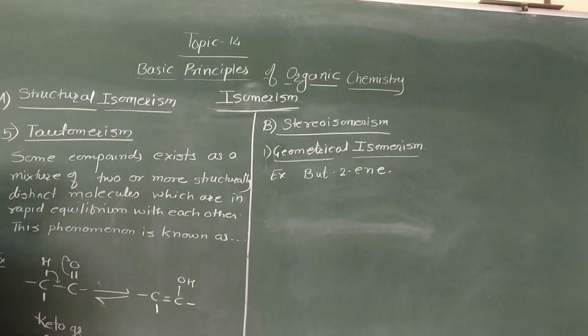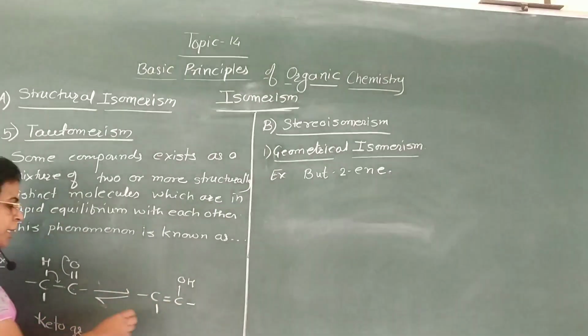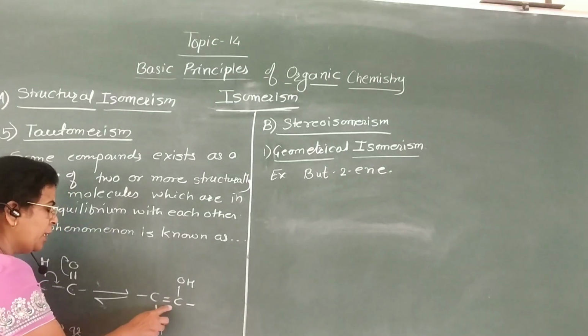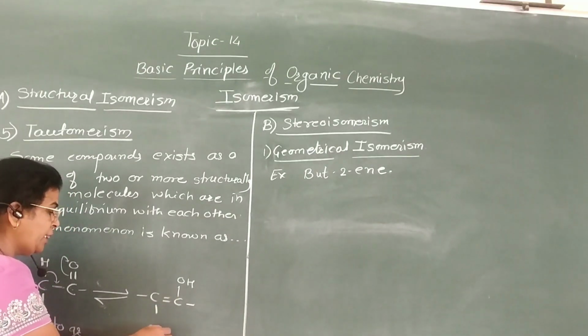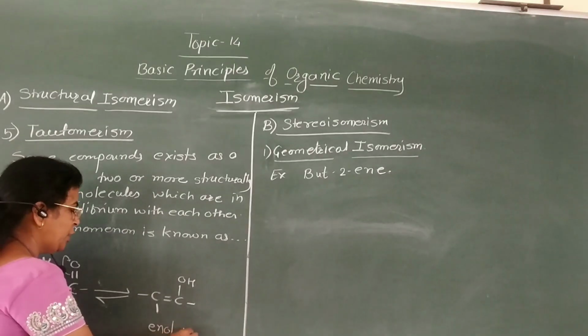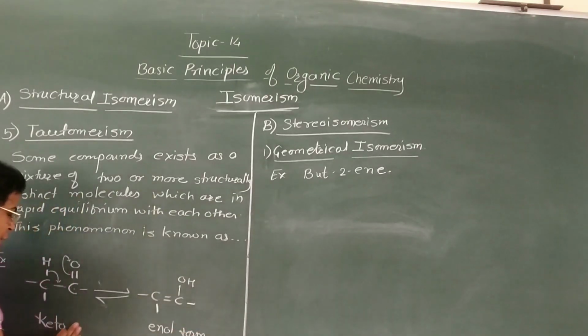Now this is the keto group or keto form. It is converted into enol. Enol means having a double bond. Here there is a double bond, ENE. Replace this E from ENE by OL. It is the enol form or enol group. This is the enol form and this is the keto form.